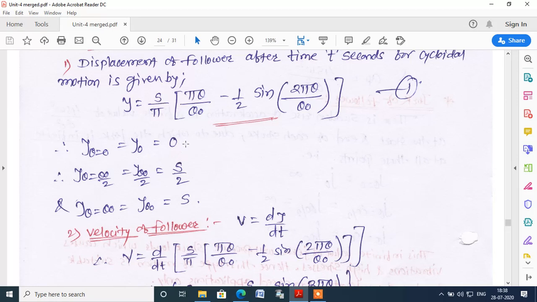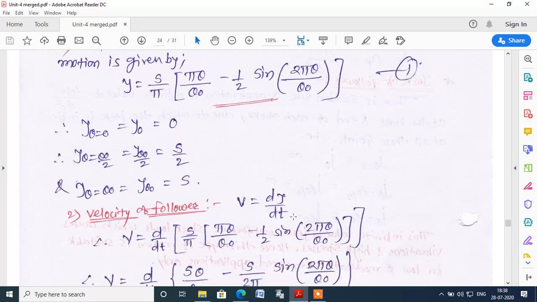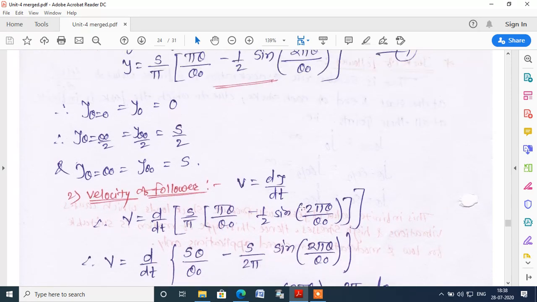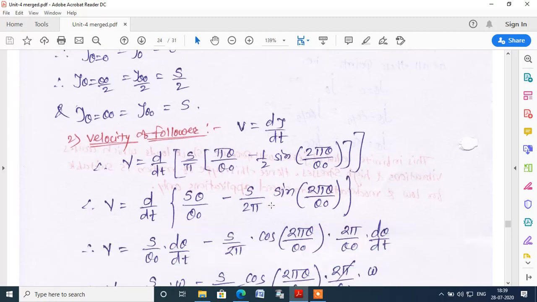If you put theta equal to theta naught by 2, we will get y equal to s by 2. And if you put theta equal to theta naught, we will get finally y equal to s. Now velocity of follower v equals rate of change of displacement with respect to time t, so dy by dt of y, here s by pi into pi theta by theta naught minus half sine 2 pi theta by theta naught.